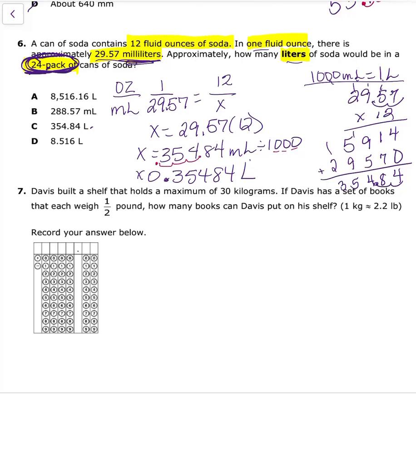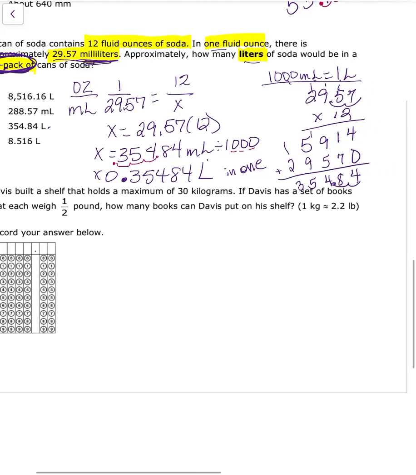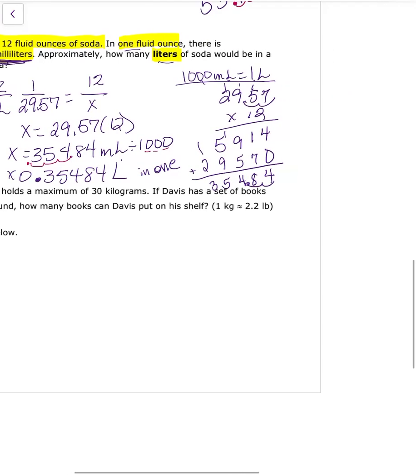Liters in 1 soda. So we have to take that and multiply it by 24. Oh, that's a lot. We're going to have to scooch over a little bit. Do you think that I need to use all of those numbers? Or do you think that I could shorten it a little bit?